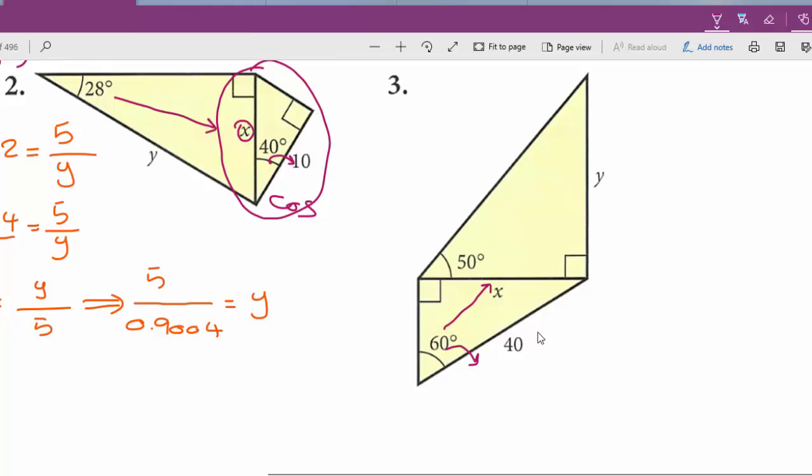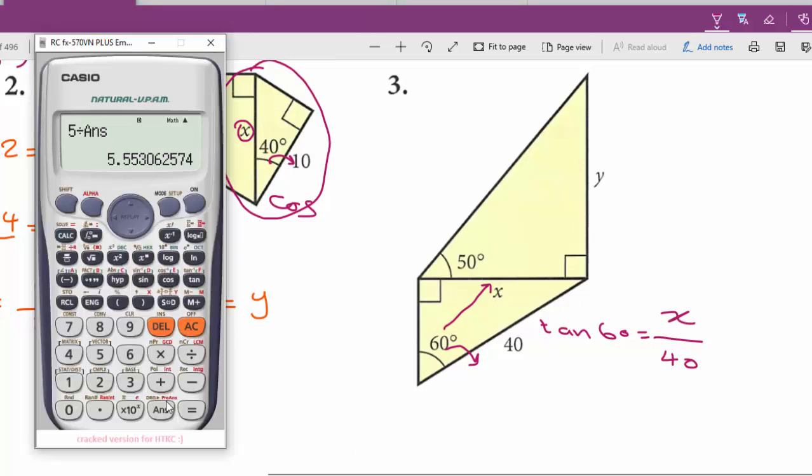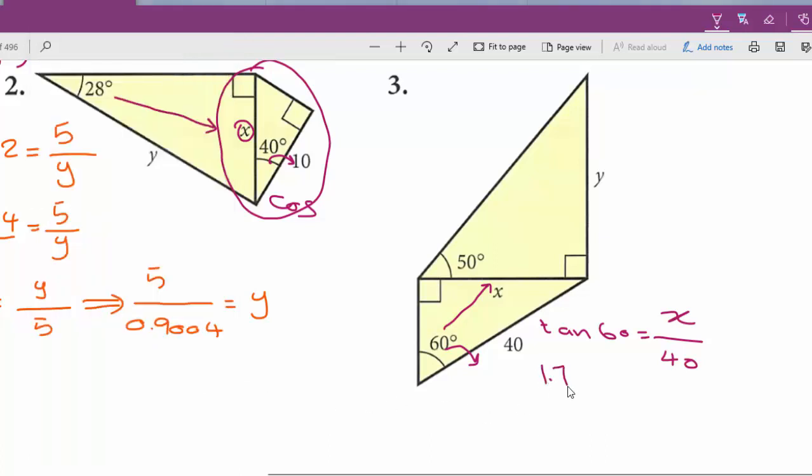Tan of 60 is equal to opposite, x, over adjacent, 40. Tan of 60 is equal to the square root of 3. As a decimal, it's 1.732. It's fine. Whichever one you use, finally you'll get the same answer. Then 1.73 is equal to x over 40.